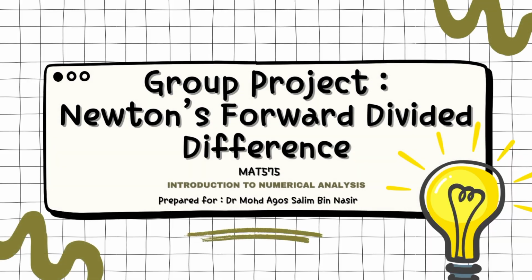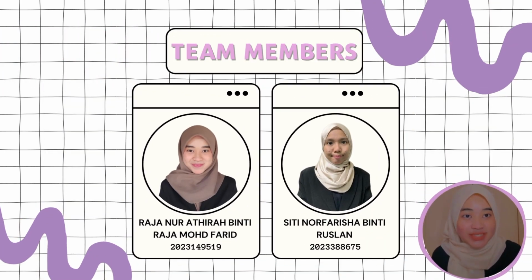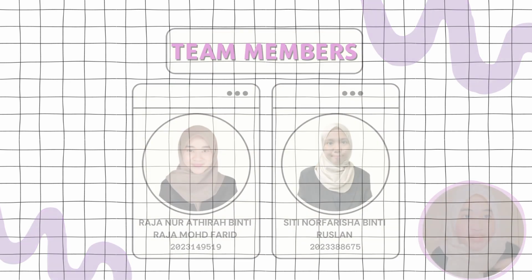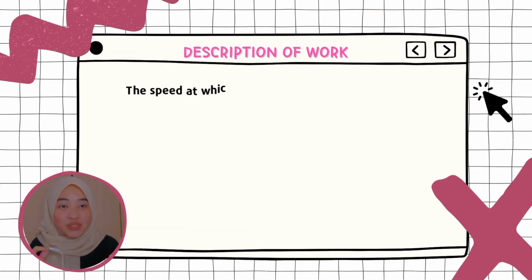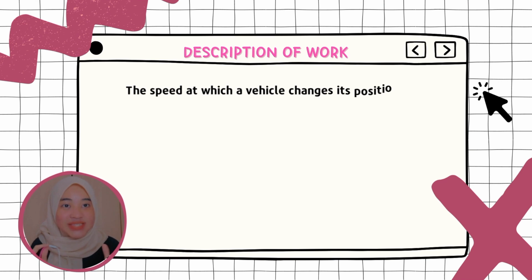Our group project for the subject MAT575 is on the topic Newton forward divided difference. Let me introduce our team members. Me, Rajana Atira binti Raja Muhammad Farid, and my partner is Siti Nur Farisha binti Ruslan. For the first part, we have the description of work.